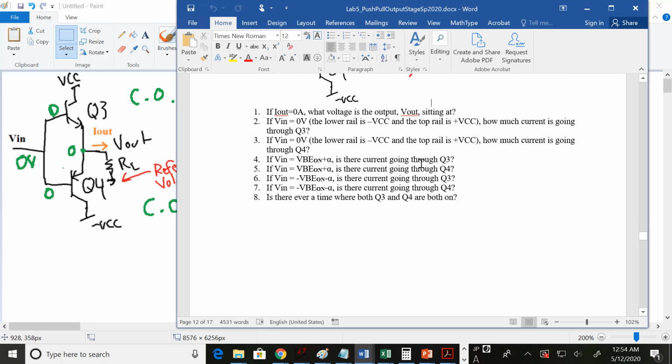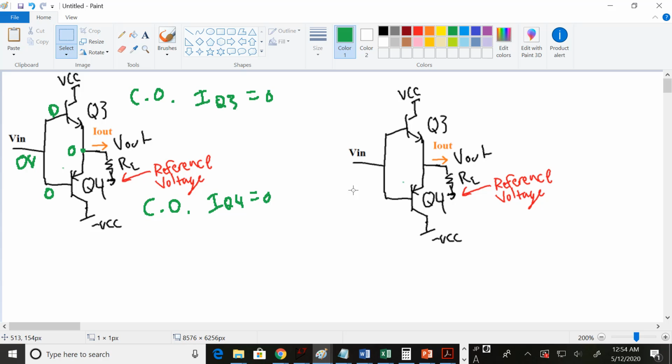Then the next question is, if I raise Vin just a little bit more than VBE on, what happens? So if Vin is VBE on plus a little bit, plus alpha, then by default you assume this node is 0 volts. And now this is VBE on plus alpha, so now Q3 is conducting.